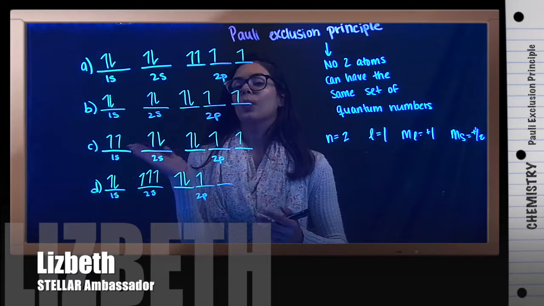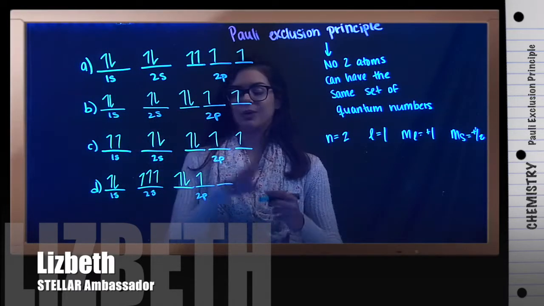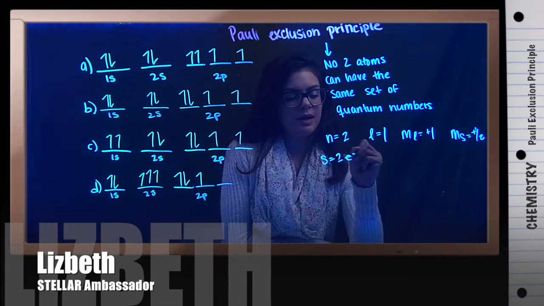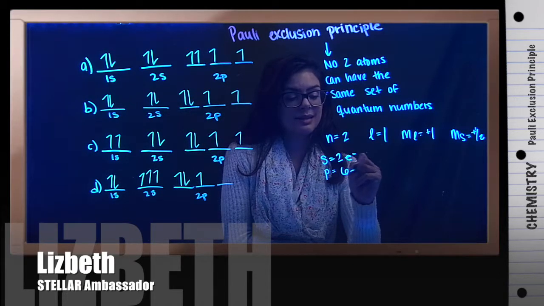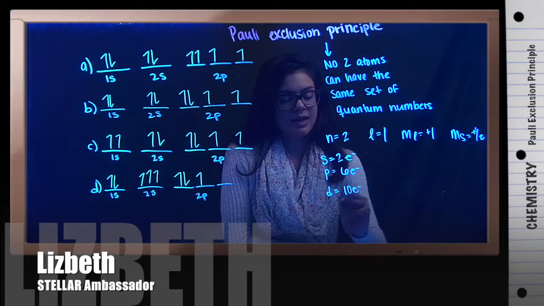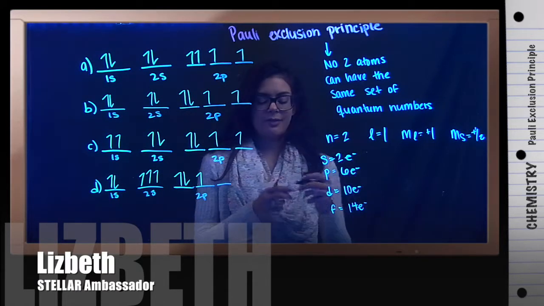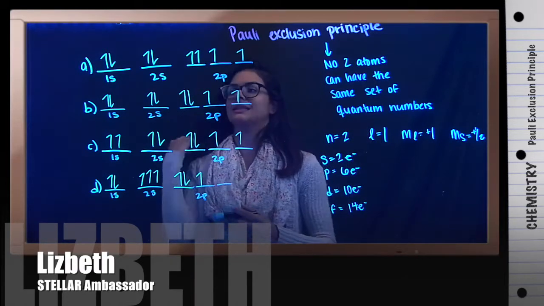One thing is that in each orbital, in the s orbitals, you can only fit 2 electrons. In p, you can only fit 6 electrons. In d, you can only fit 10 electrons. And in f, you can fit 14 electrons. So this is important to know: 2, 6, 10, and 14.